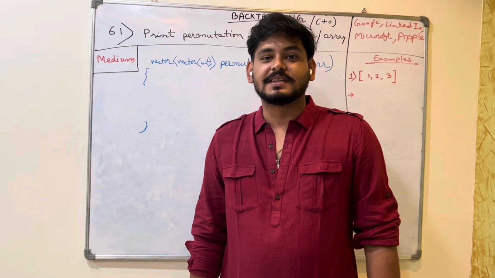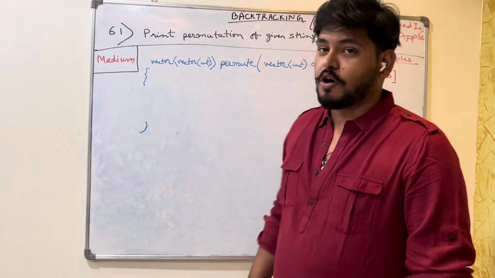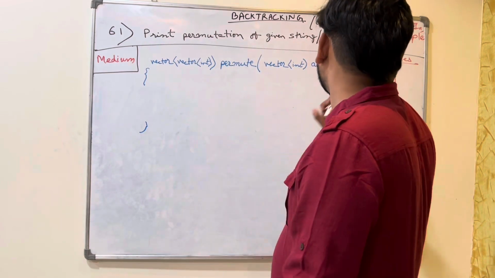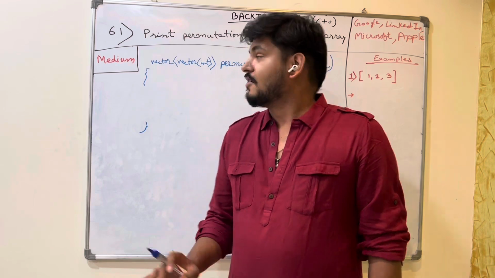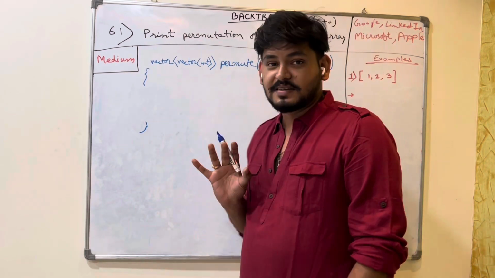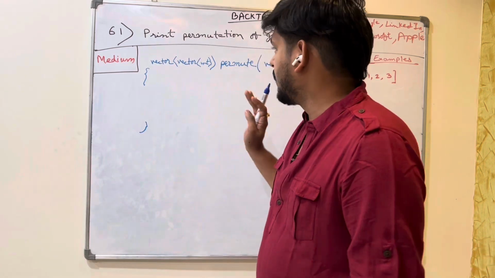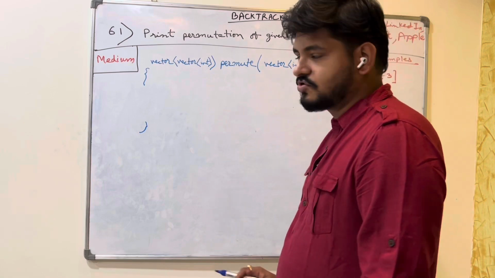Today we are going to solve the 61st question of the problem solving series and the first question of the backtracking topic. The difficulty level for this question is medium and this question has been asked in Google, LinkedIn, Microsoft, Apple and many other companies. So in the previous topic, recursion, we have already discussed the concept of backtracking. So you can go through those questions. And this question is: print permutations of a given string or array.